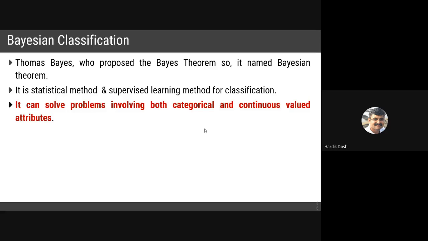It can solve problems involving both categorical and continuous value attributes. See, categorical means fixed values. Yes, no. Credit rating, fair, excellent. Income, low, medium, high. And also continuous valued. Continuous valued means range. Marks between 70 to 90. Marks between 60 to 70. So continuous values. So Bayesian classification is used to find conditional probabilities. So we'll calculate the conditional probabilities.